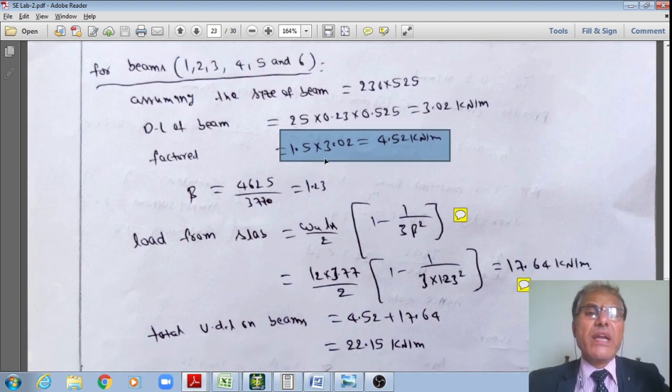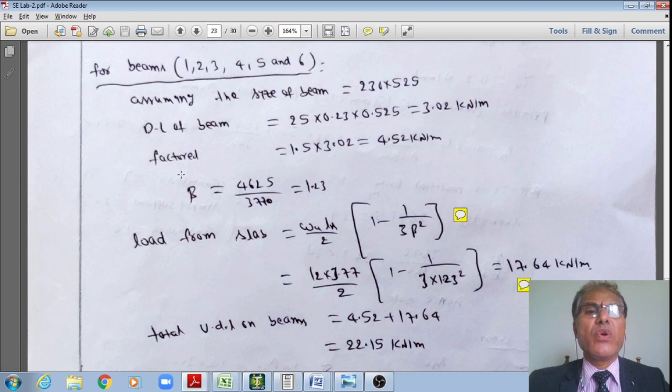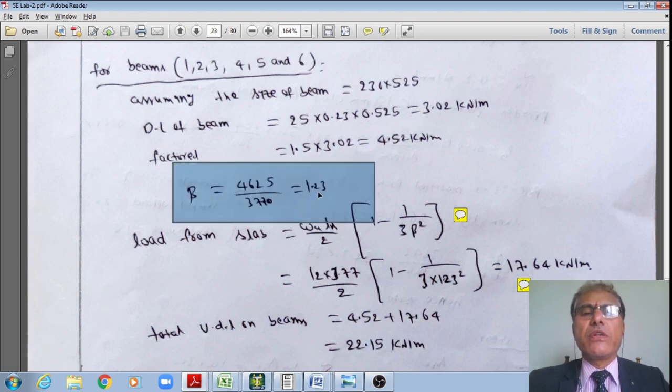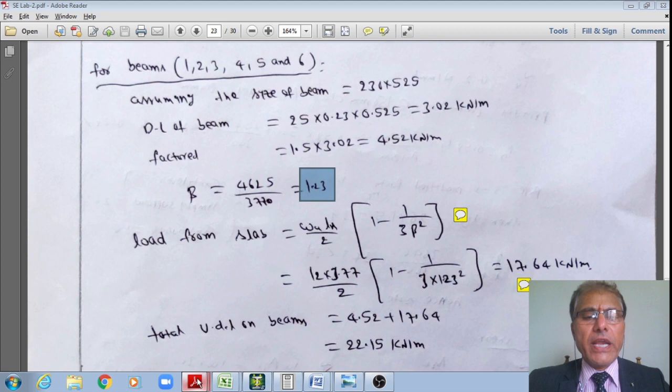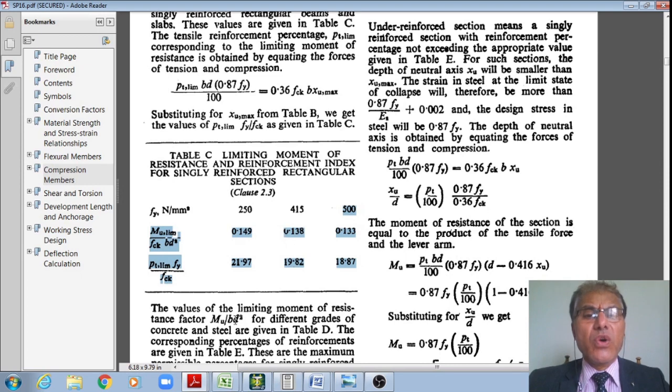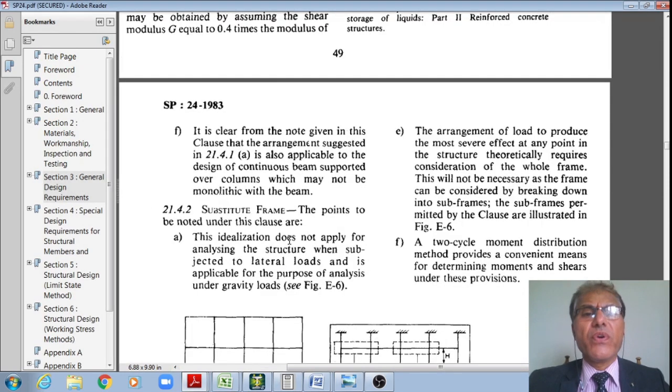And now I'll calculate this ratio, beta, which is the ratio of the long span to short span. Previously also calculated, it worked out to 1.23. Once I get this, because I am trying to do this calculation of the loads manually, therefore now I'll go to SP24, student. I'll take the help of SP24.